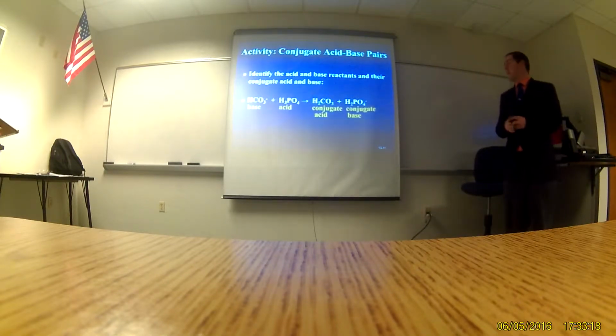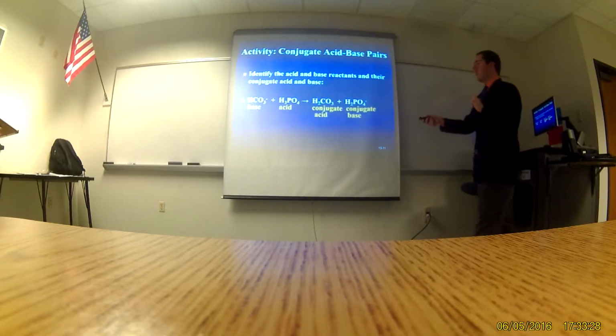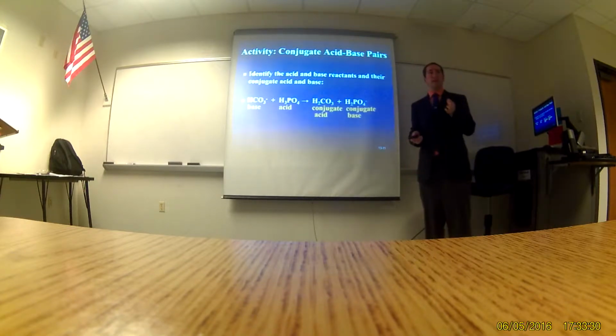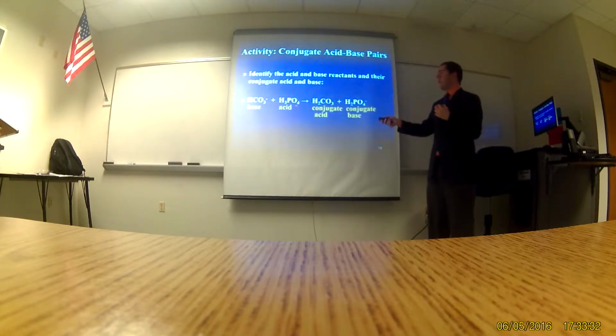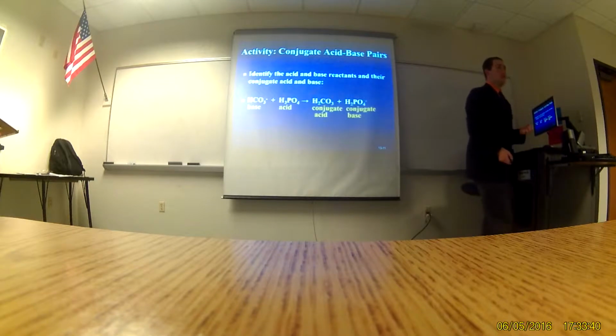So really, if you look at this, and you can pick out one of them, just one of them, you automatically know the rest. Colin looked at that and he said that one's the base, so by default, that one has to be the acid. And the base becomes the conjugate acid, the acid becomes the conjugate base. If you can pick out one of them, you're golden.